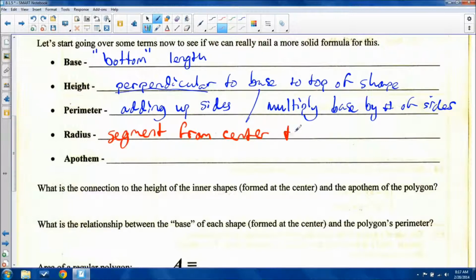Segment from center to vertex of regular polygon. I'll just put polygon.